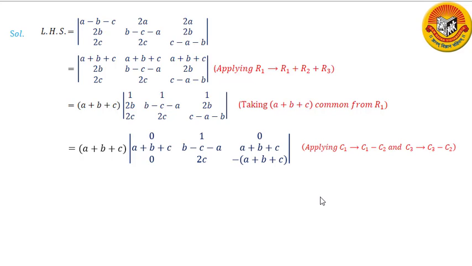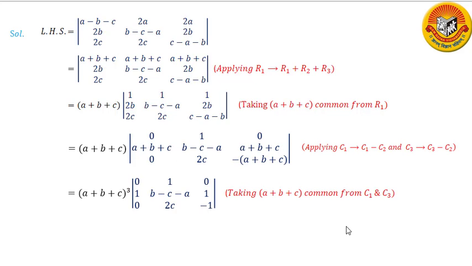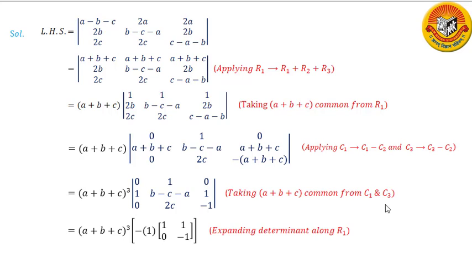So you can see that in column 1 and column 3 a plus b plus c is common. So I will take a plus b plus c common from C1 and C3. So I will get a plus b plus c the whole cube into this determinant. Now I can expand this determinant along row 1. So when I expand along row 1, first element is 0, so I will not write it. Then minus 1, because this is first row and second column, so 1 plus 2 is 3, odd number, therefore I have negative sign minus this 1.